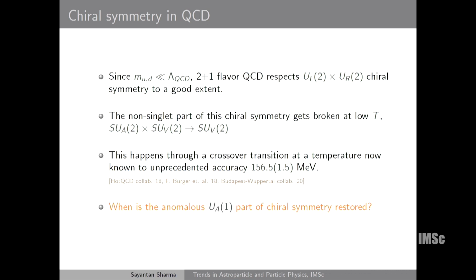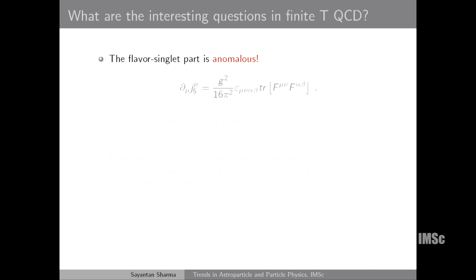Now, the question that we would like to ask is what happens to the anomalous U(1)_A part of this chiral symmetry? When is it effectively restored? Now, why is this question interesting? Because though it is a subgroup of the entire chiral symmetry group, the singlet part is anomalous because of the chiral anomaly. It is always broken due to quantum effects.